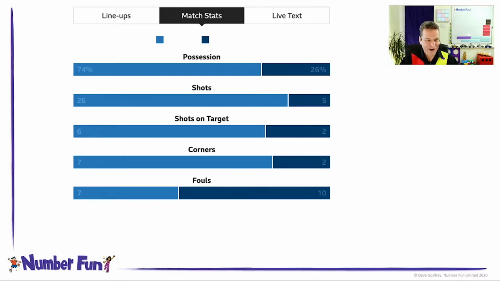Well, yes, you're right. Manchester United were at home and Colchester United were away. Well, we had slightly more possession in this game, didn't we, than we did against Tottenham Hotspur. We certainly committed more fouls. We had some shots on target this time.